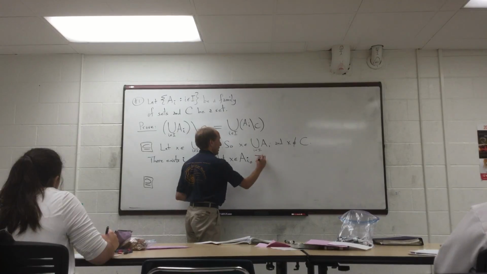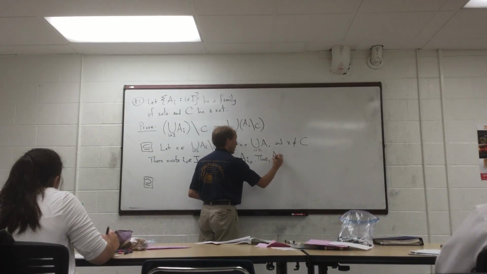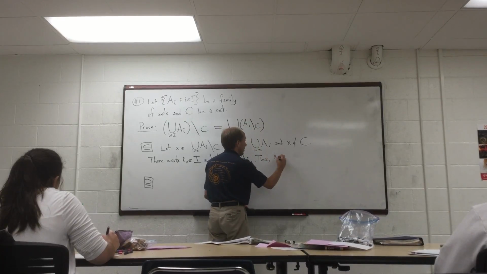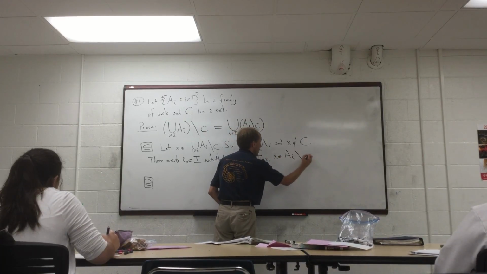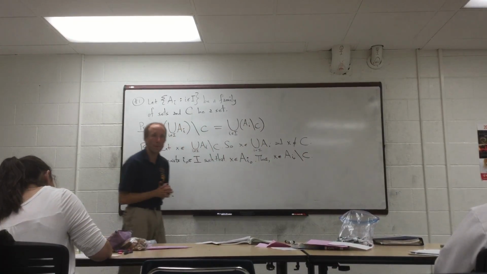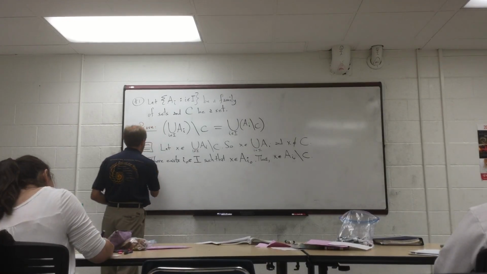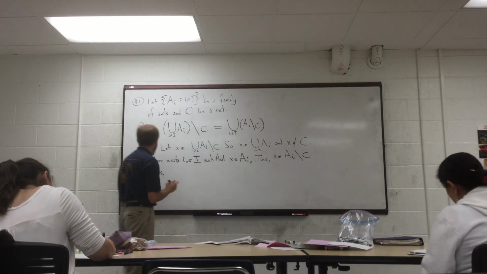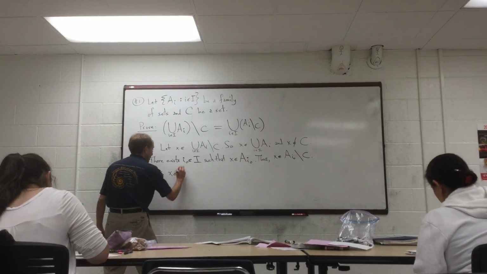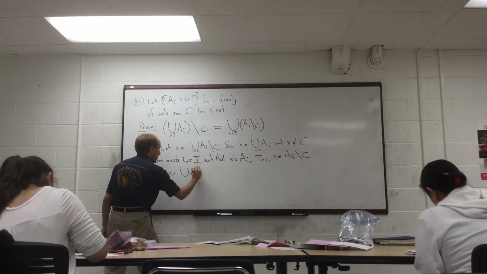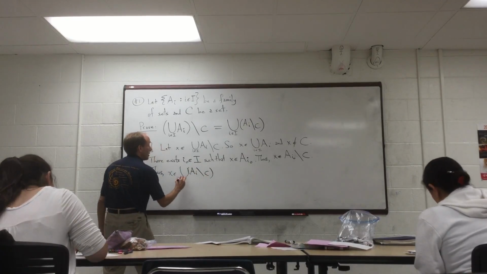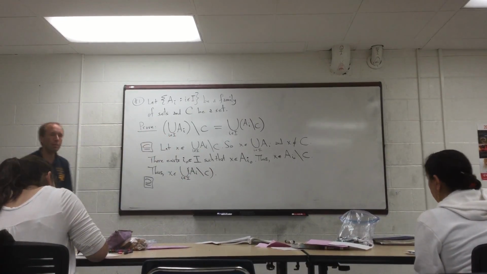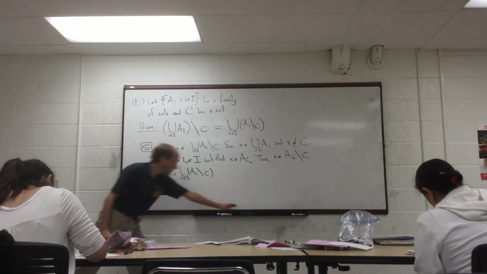So X is in A sub I naught minus C. X is an element of A sub I naught, but not in C, correct? And therefore it's in the union of all of these, so X is in the union of all of these A sub I minus C's. Exactly. Perfect. That look okay to everybody?